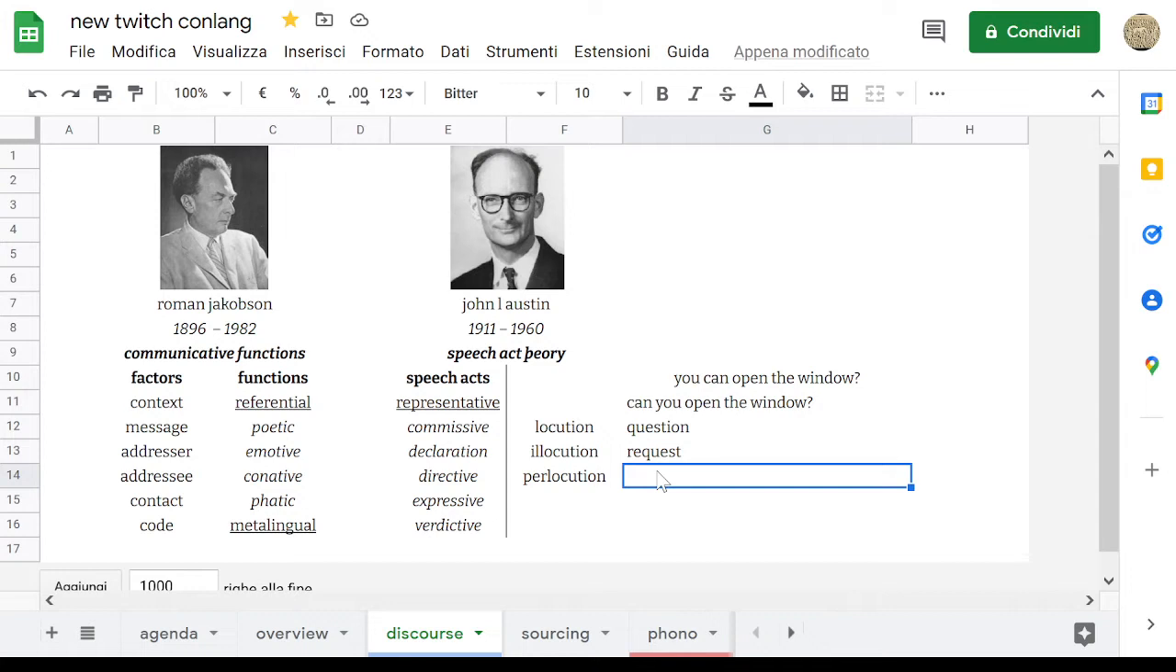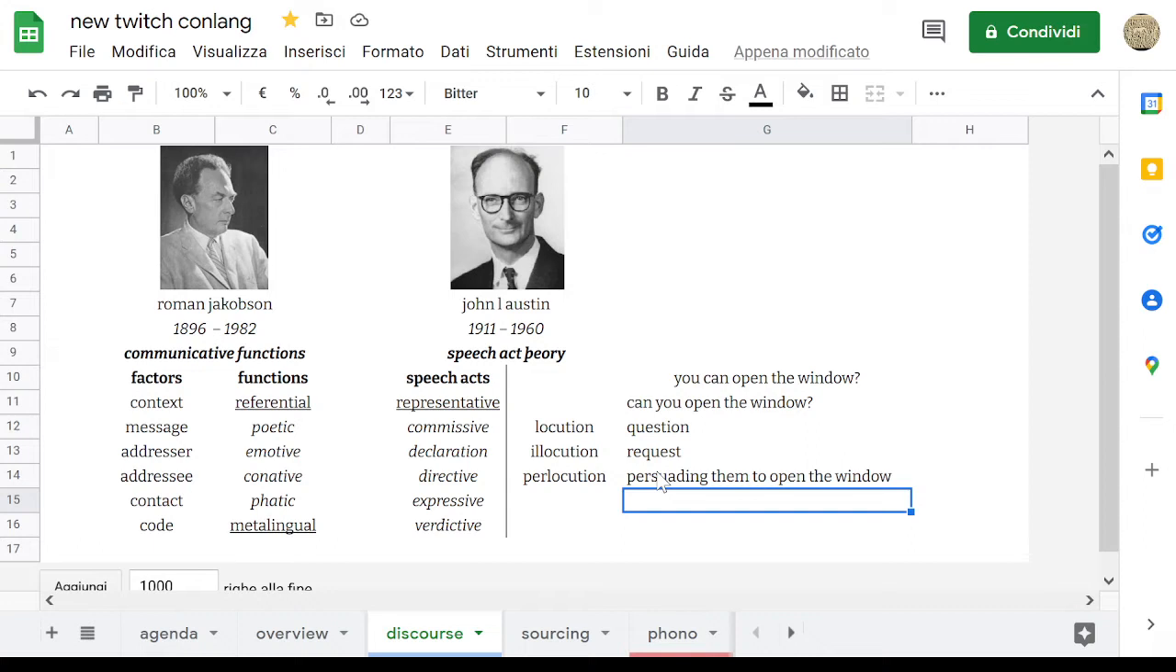So if by making the request, they then go, "Sure, I can," and then they go open the window, that means that you've convinced them. So your perlocution was persuading them to open the window. That's your perlocution. So you said a question, you intended a request, and the outcome was that you have persuaded them.